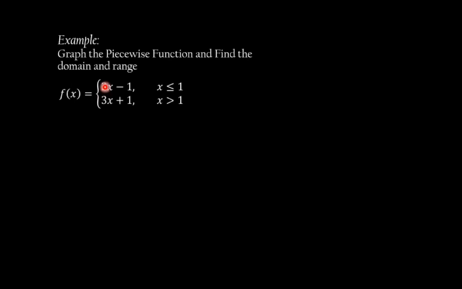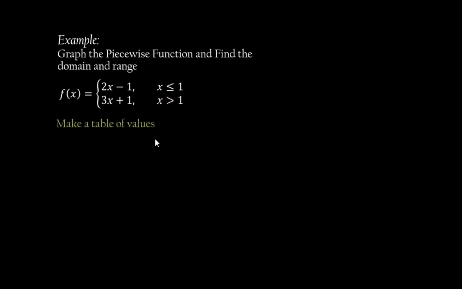And for example, the piecewise function given by f of x, we have 2x minus 1 if x is less than or equal to 1. Also, 3x plus 1 if x is greater than 1. So, one equation gives the values of f of x when x is less than or equal to 1, and the other equation gives the values of f of x when x is greater than 1.